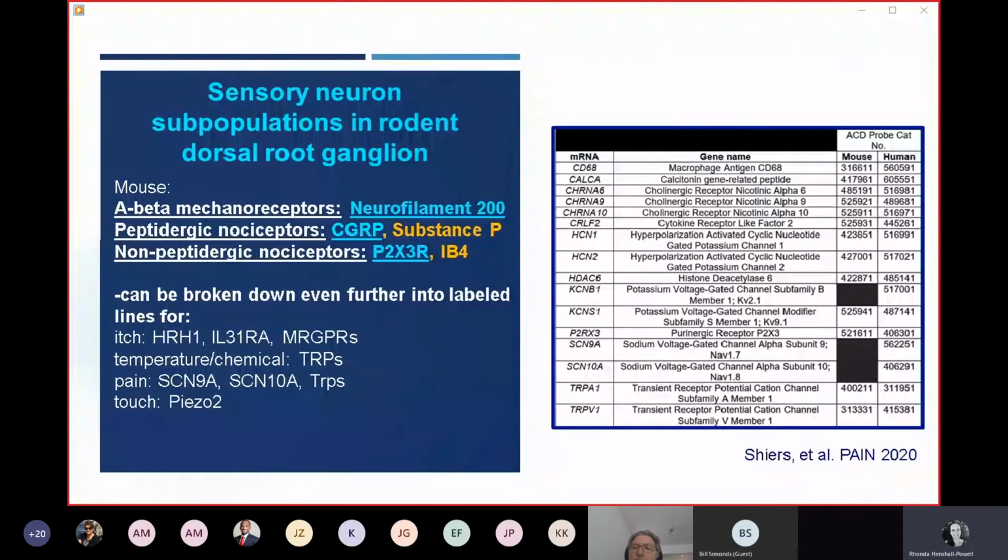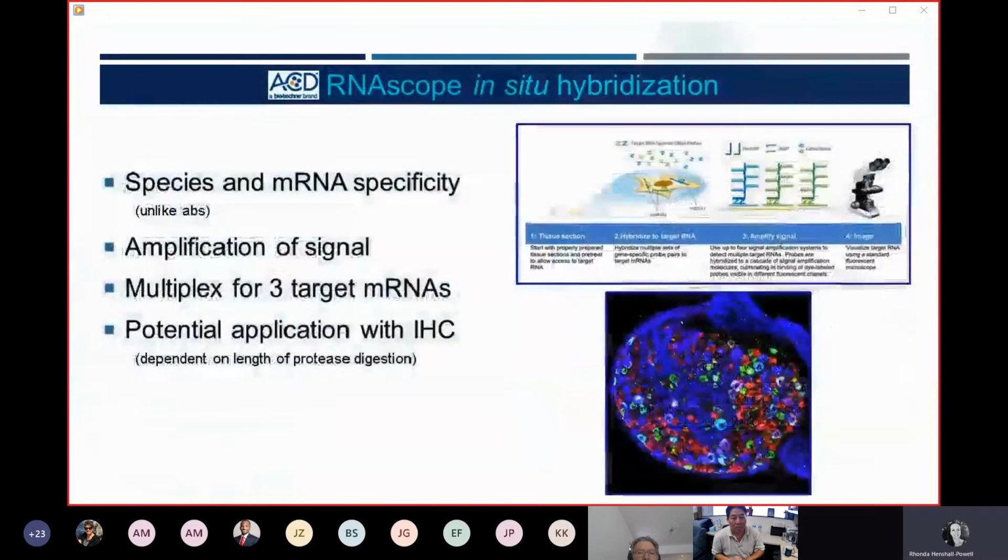So we chose to use neurofilament 200 for our A-beta population, CGRP for our peptidergic nociceptor population, and P2X3 receptor for our non-peptidergic population. We chose P2X3 receptor over IB4. IB4 is actually more commonly used in the rodent field to label these non-peptidergic nociceptors, but IB4 is a plant lectin that binds to a carbohydrate residue on the surface of these neurons. However, there's evidence to support that IB4 does not work in humans, so we chose to use something that we could actually detect at the mRNA level using RNAscope, which was the P2X3 receptor.